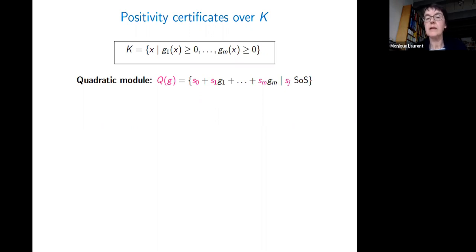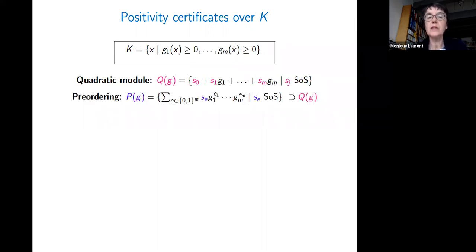It is clear that every polynomial in the quadratic module is non-negative over the set K. You could look at a richer set of certificates, namely those in the preordering generated by the constraints, where you try to express your polynomial as a conic combination of products of the constraints. So you get a much richer set which contains the quadratic module.